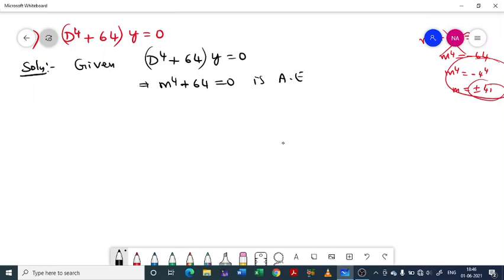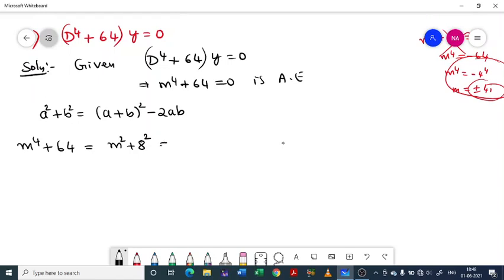For that we need to use this result: a square plus b square equal to a plus b whole square minus 2ab. But this is not of the form a square plus b square, so you must write it in the form a square plus b square. M power 4 plus 64 can be written as m square whole square plus 8 square. Now use this formula.